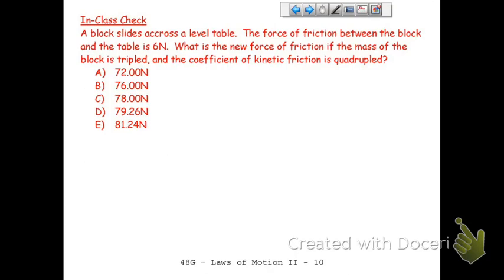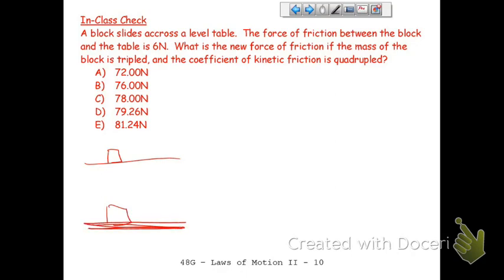A block slides across a level table. The force of friction between the block and the table is 6 newtons. What is the new force of friction if the mass of the block is tripled and the coefficient of kinetic friction is quadrupled? So there's one setup.